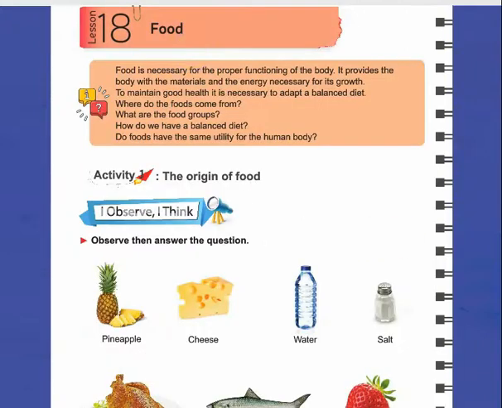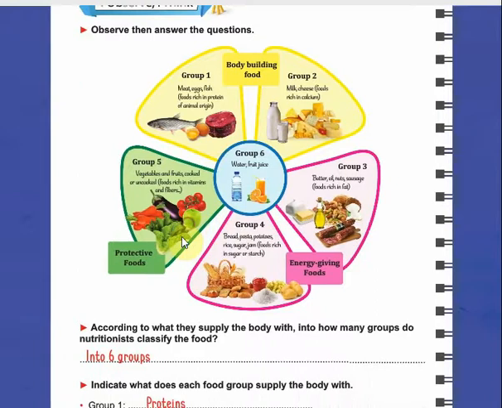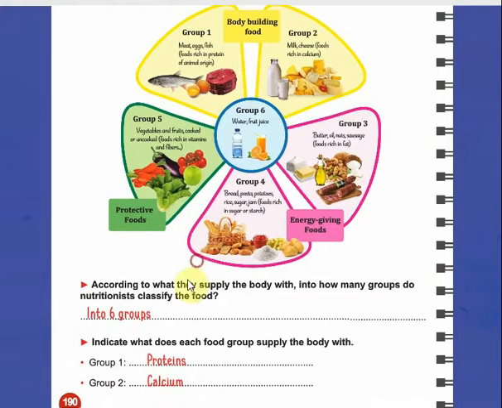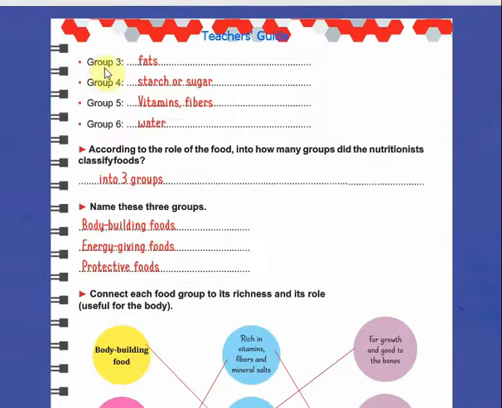Okay, our fourth lesson is about food. In this lesson, I just want you to study the groups of food and their importance to our body. Okay, you have to remember that according to what they supply our body with, these foods are classified into 6 groups. Group 1 gives us protein, 2 calcium. Group 3 is rich in fats, 4 starch and sugar, 5 vitamins and fibers. Group 6 is rich in water.